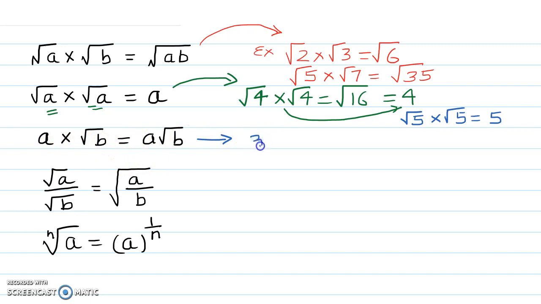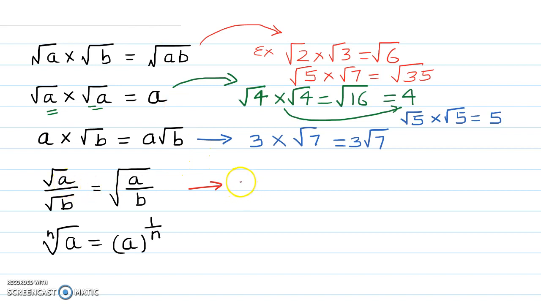Let's take A is 3 and root B is root 7. When you multiply 3 times root 7, you can write down 3 root 7. Between two numbers, if there is no sign, it means there is a multiplication sign. Yeah. Let's see this rule here.